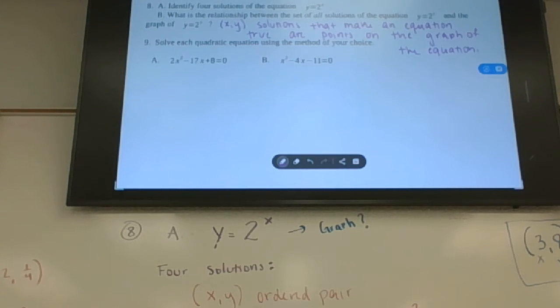Do you feel like you knew that before? Raise your hand if you feel like you already knew that the x and y that make the equation true would show up on the graph. Anybody? Anybody made that connection before? Okay.